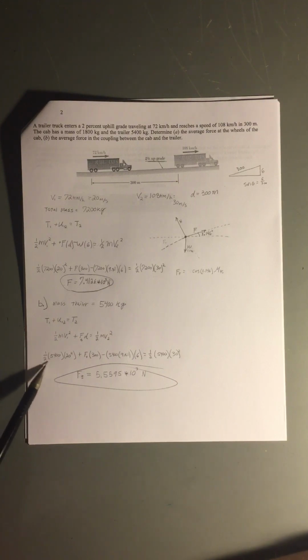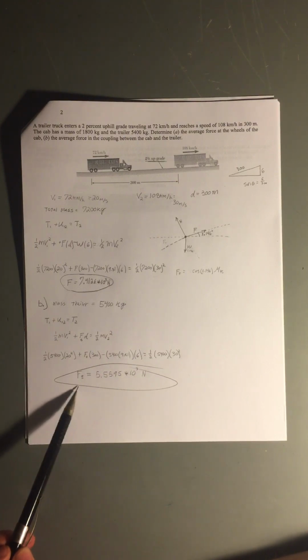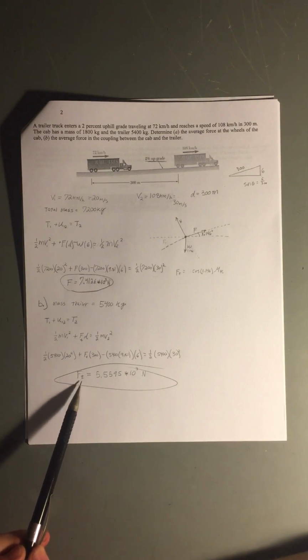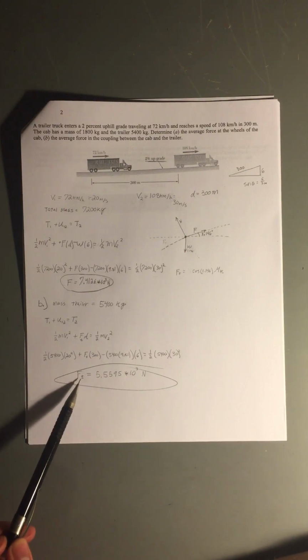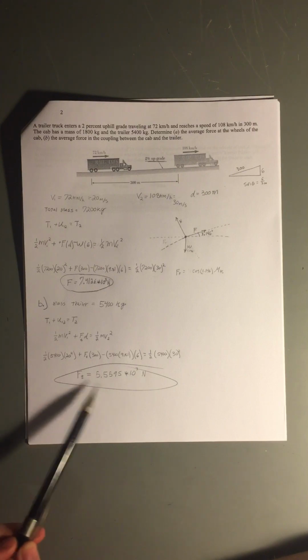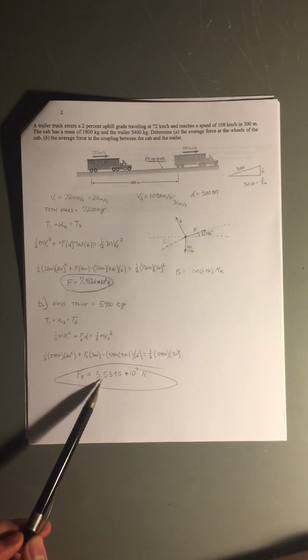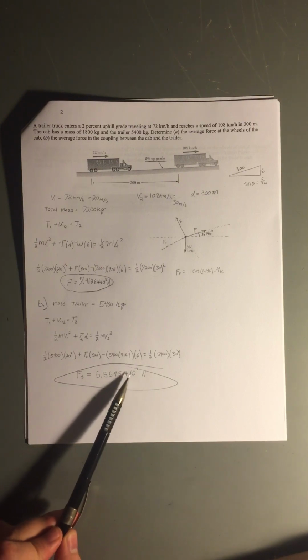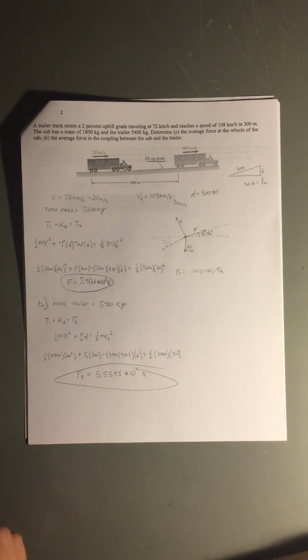And so plugging that in, similar to part A, we find that the force on the trailer between the two is 5.5595 times 10 to the third newtons. And that is the tension between the trailer and the truck as it goes up this hill.